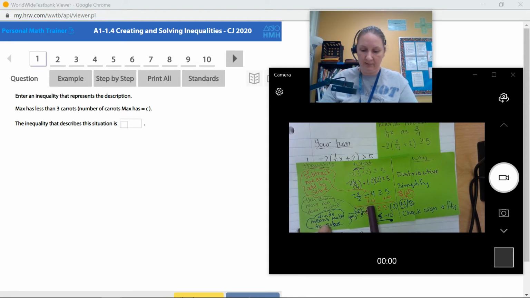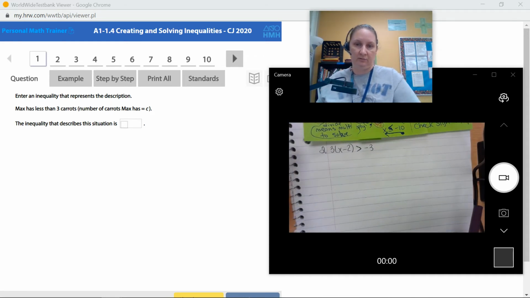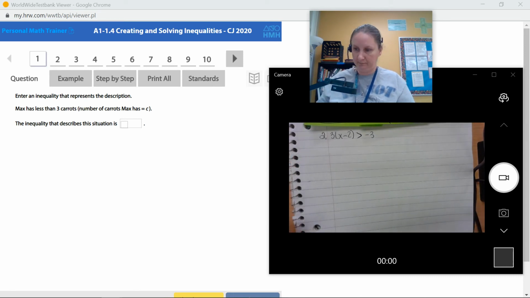And then I look at, well, I have division, so I need to multiply by -2 across. And then I need to check, well, I did divide or multiply by a negative, so now I needed to flip my sign over. So instead of being greater than or equal to, it's less than or equal to. Okay, problem 2. What was this one?